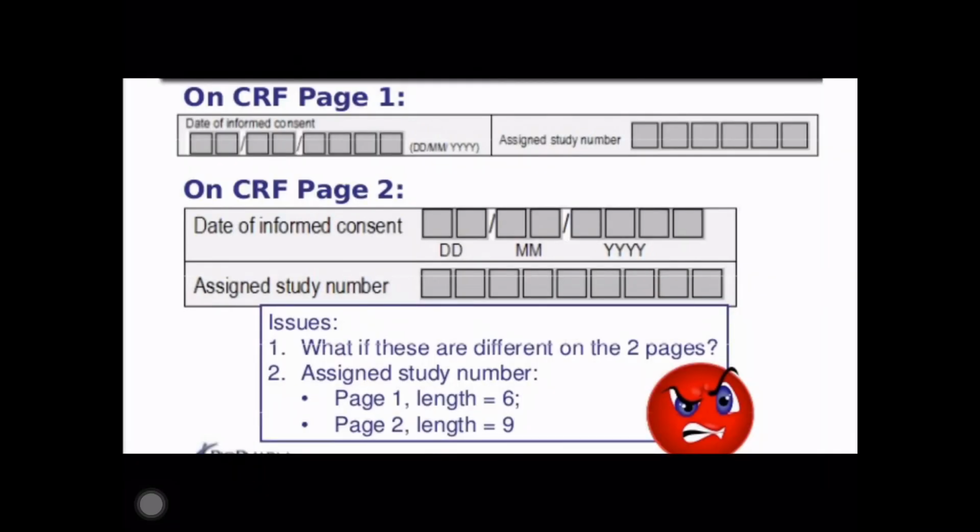In this example, you can see 6 boxes are provided for a field called assigned study number on page 1 and 9 boxes on page 2. This raises unnecessary confusion. Even if the study number is 6 digits and there is no need for those extra 3 boxes, it's always better to be consistent throughout the CRF book.